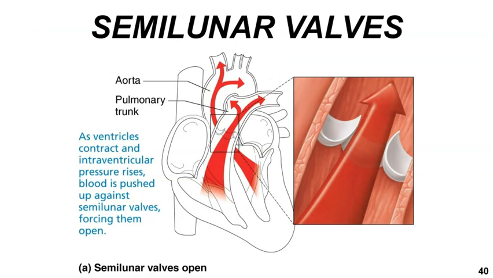The semilunar valves operate very similarly, and these valves function to prevent backflow of blood from the large arteries like the pulmonary trunk and the aorta into the ventricles.